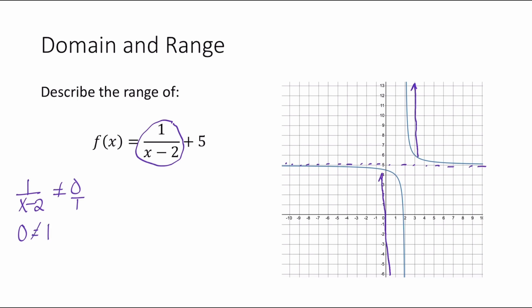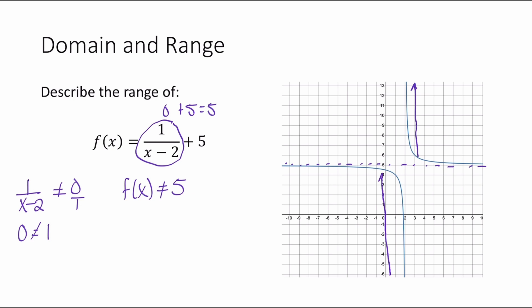So this does not equal 0. So that's why f of x cannot equal 5. Okay, because if this was 0, I'd have 0 plus 5, which equals 5. So f of x does not equal 5. So that's why my range also has that jump in it.